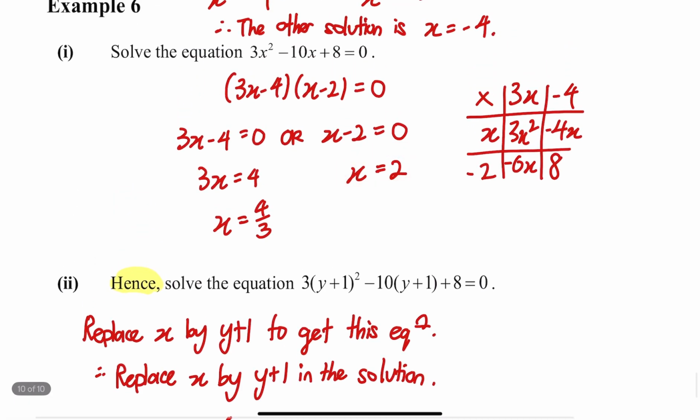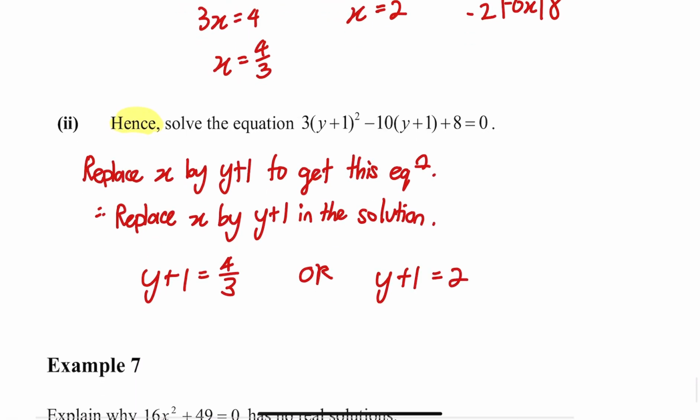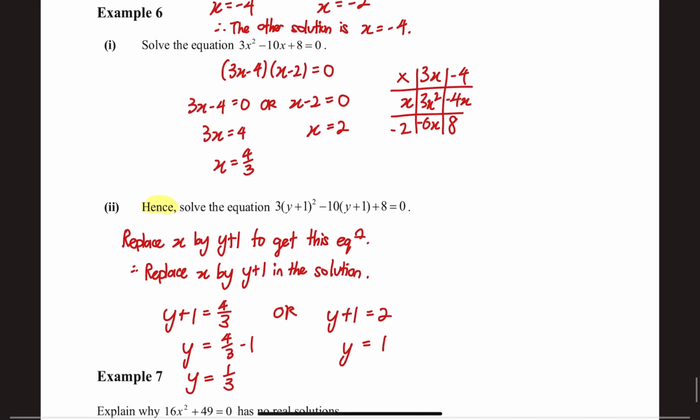I turn the x into y plus 1. Y plus 1 equals 2. So I solve this. Y equals 4 over 3 minus 1 equals 1/3. Or y equals 2 minus 1, which is 1. Okay, and that is your final answer to example 6.